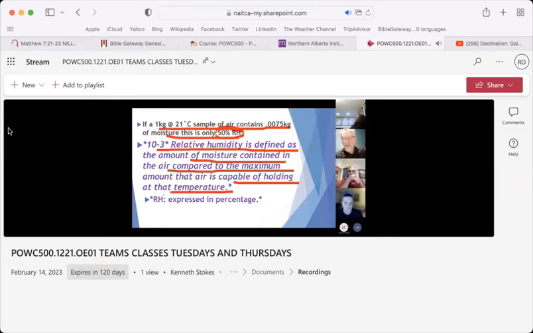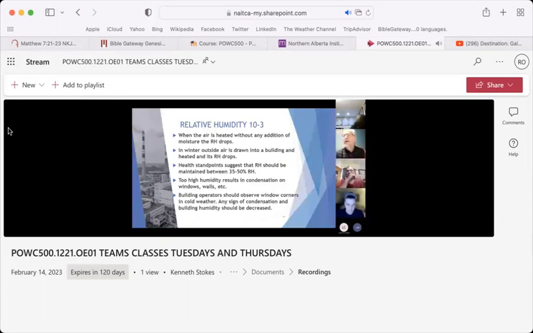Relative humidity, we call it RH, and we express it in percentage. When air is heated without any additional moisture, that relative humidity drops. We often draw in outside air, which means we drop the relative humidity. Health authorities suggest between 35 and 50. I suggested 40 is kind of what's attainable here.